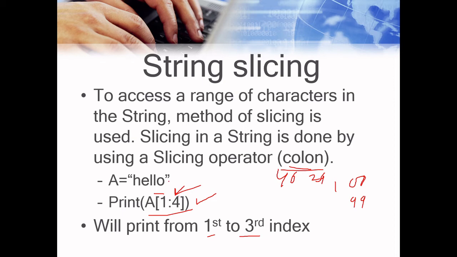That means the output will be, first index means this is 0, this is 1. So for this the output will be E, and up to third, so this is 1, this L is 2, so then L will also be printed, then next L is 3, so this L will also be printed. Done. The output for this line will be ELL from this string. This concept is called slicing.